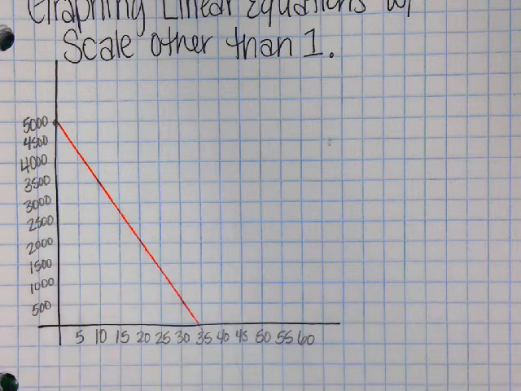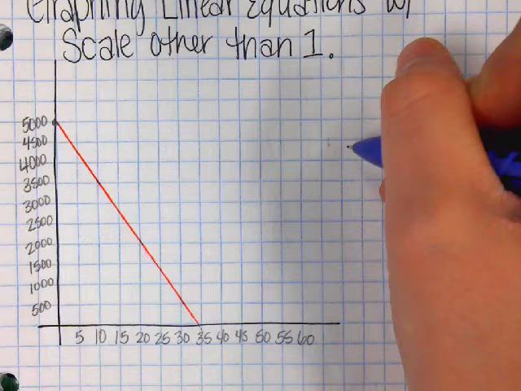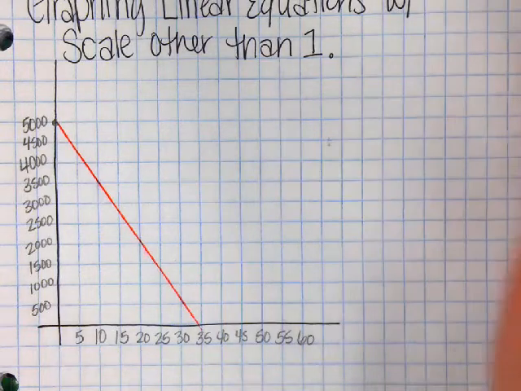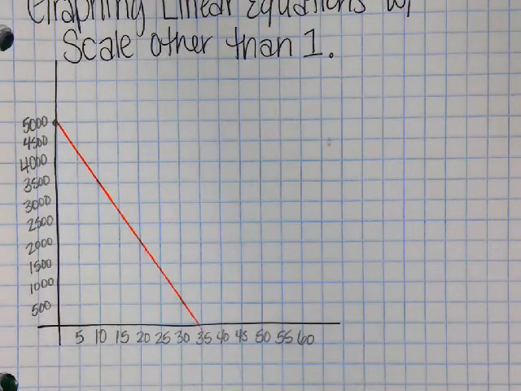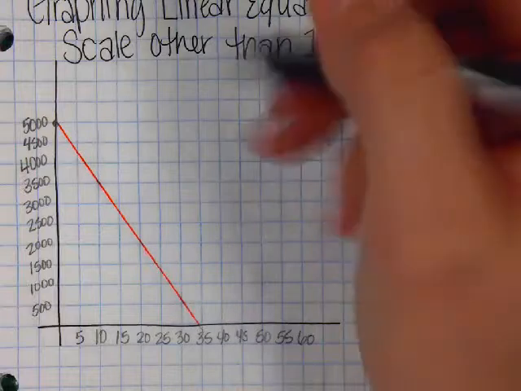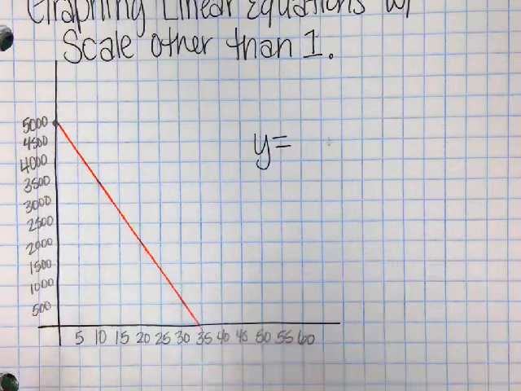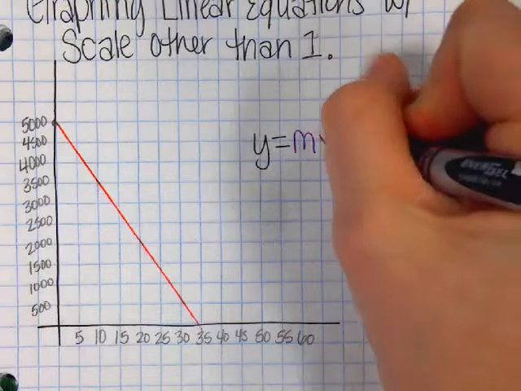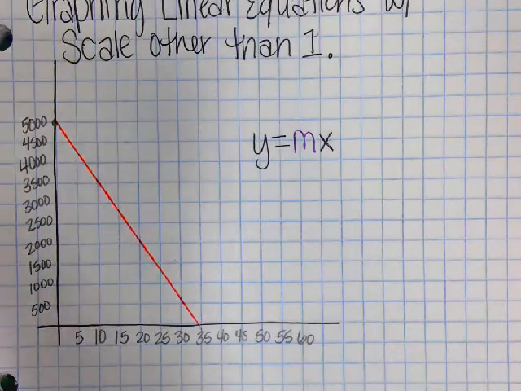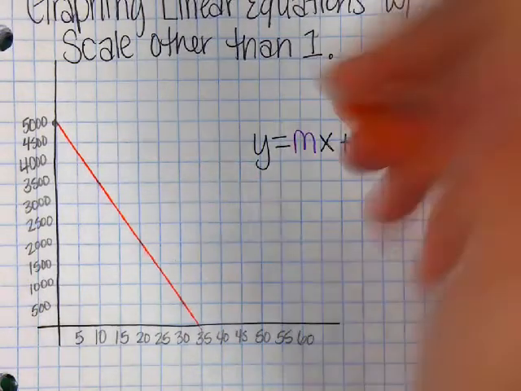Remember, your equation always has the slope with the x and then plus the y-intercept. So you've probably heard or seen, or I've talked about it being y equals m x plus b.